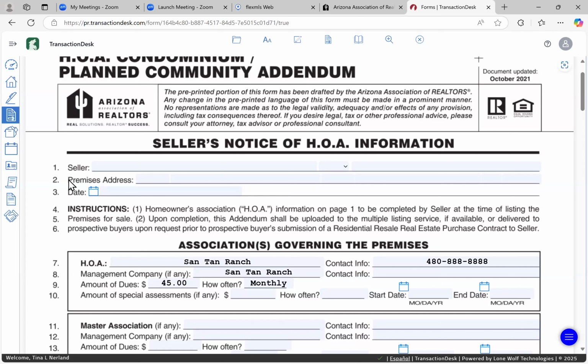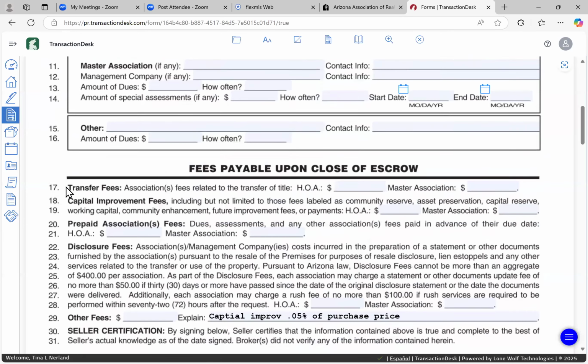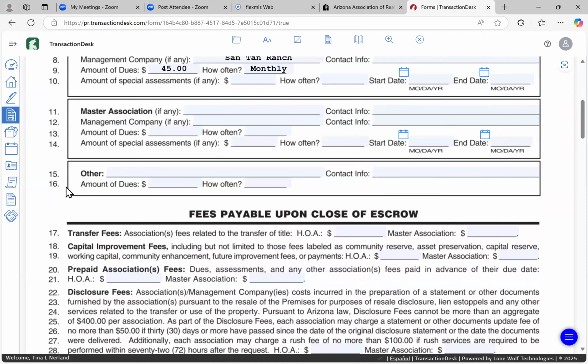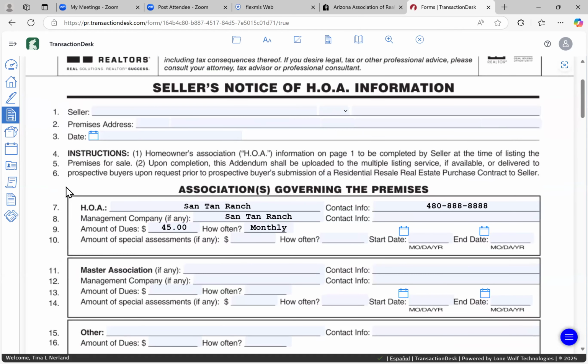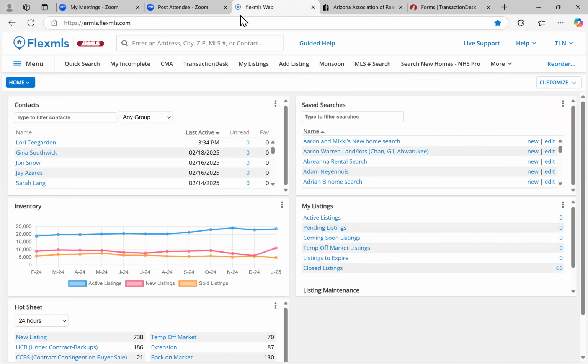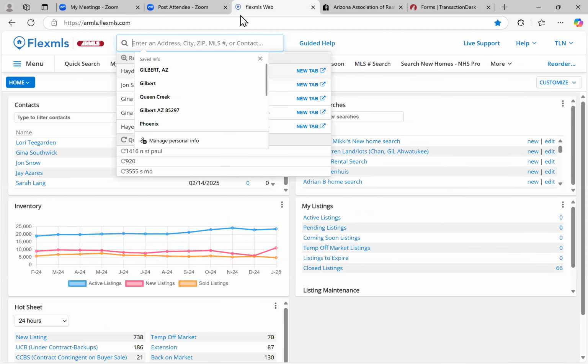Of course, page 1 of the HOA addendum is filled out by the seller. So the buyer does not touch anything on page 1. When you are putting in an offer, this should be filled out and uploaded into the MLS under the documents tab. So let me find one, for example.